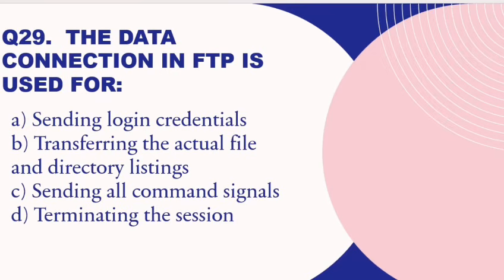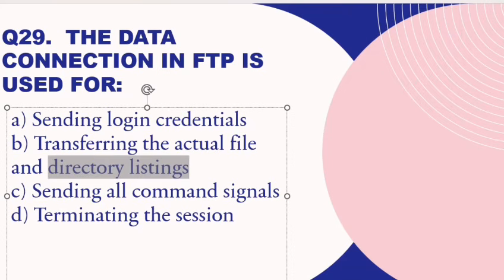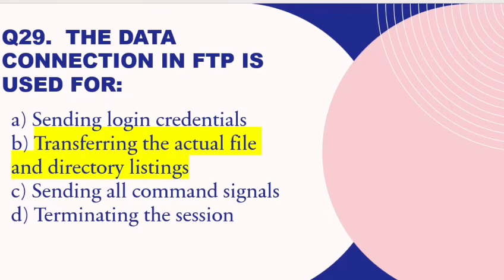Moving on to question number 29. The data connection in FTP is used for option A sending login credentials, option B transferring the actual file and directory listings, option C sending all command signals, option D terminating the session. I hope you all have guessed the answer right. So the correct answer for this question is option B, transferring the actual file and directory listings.